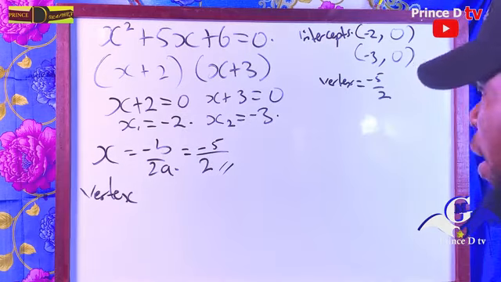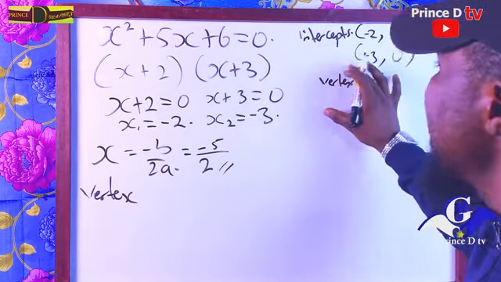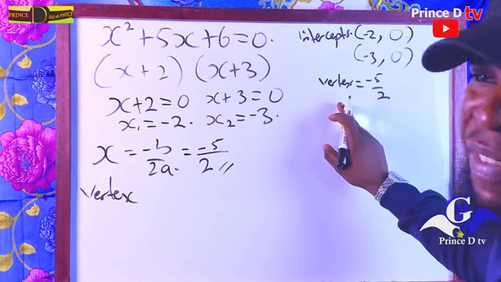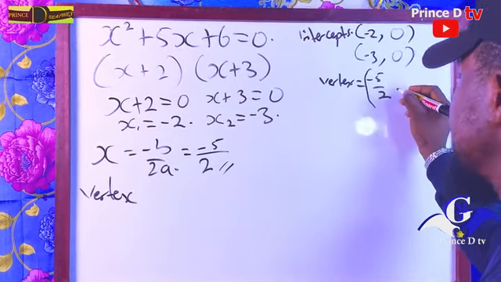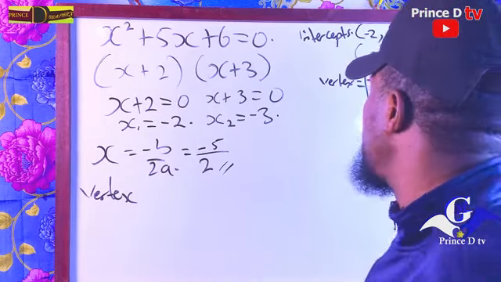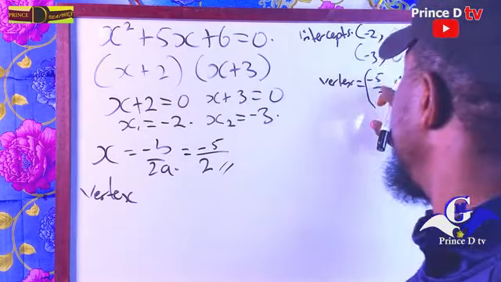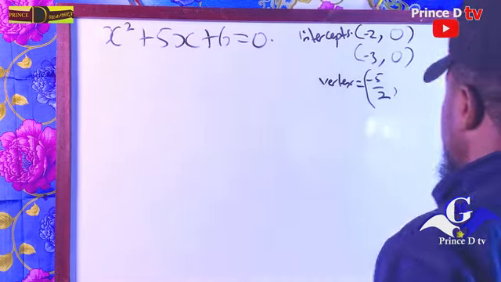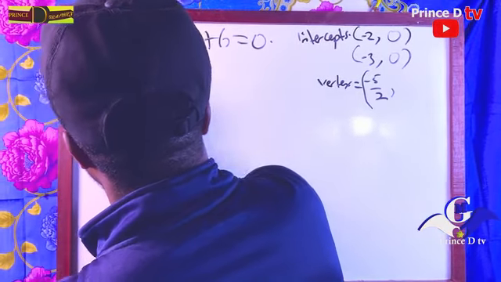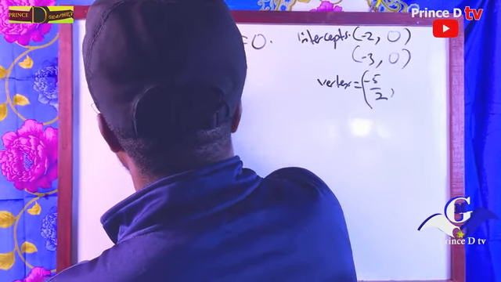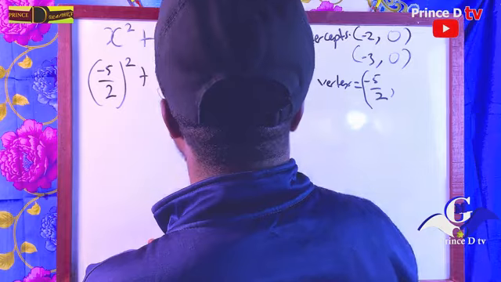Good. So we have to substitute this vertex into our original equation. Why are we substituting this vertex? We have simply looked for the x part of the vertex, and we need to look for the y part of the vertex. That's why we are substituting into the original equation. With x equals negative 5 over 2, we have negative 5 over 2 squared plus 5 times negative 5 over 2 plus 6.